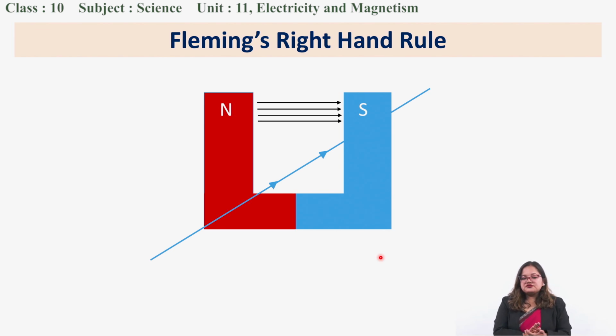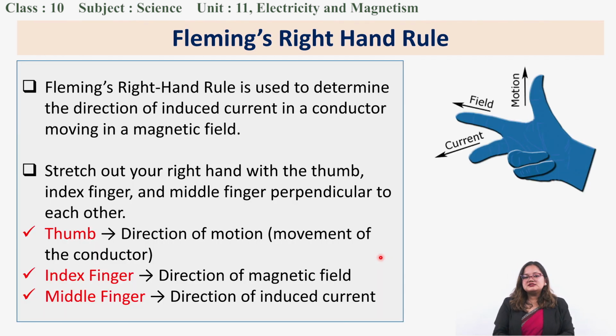So basically, Fleming's right hand rule, what does it say? It is basically used to determine the direction of induced current in a conductor moving in a magnetic field. Because without a magnetic field, there is no change in magnetic flux and current cannot be induced. So we stretch our right hand with the thumb, index finger and middle finger perpendicularly, as I showed you earlier. Thumb denotes the direction of the motion, index finger shows the direction of the magnetic field, and middle finger shows the direction of induced current.